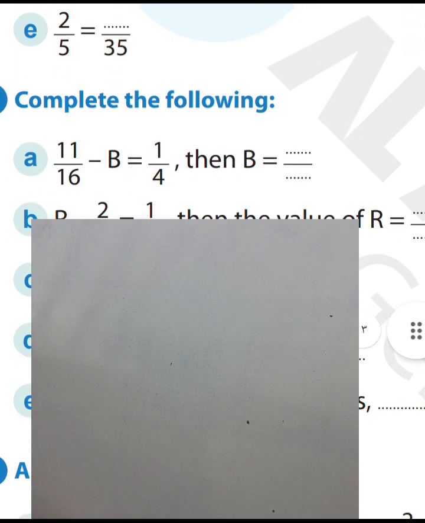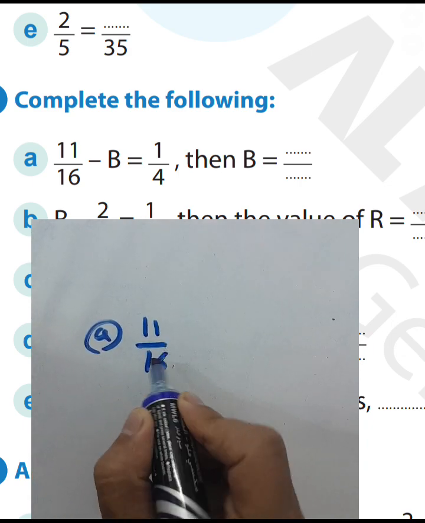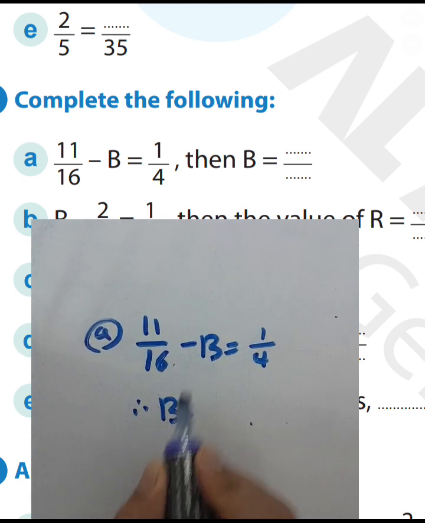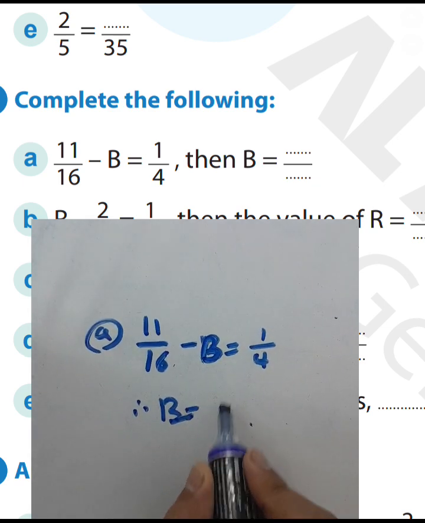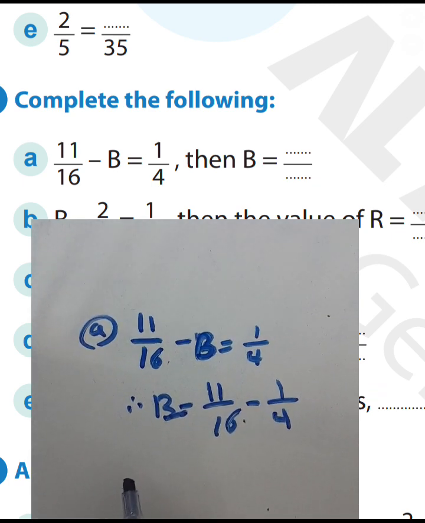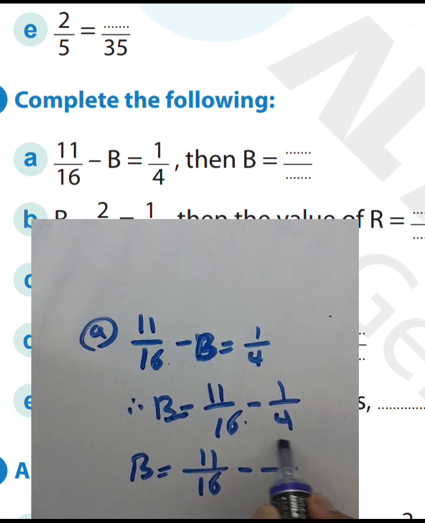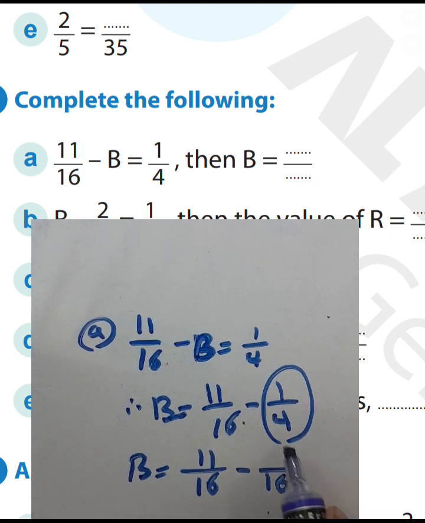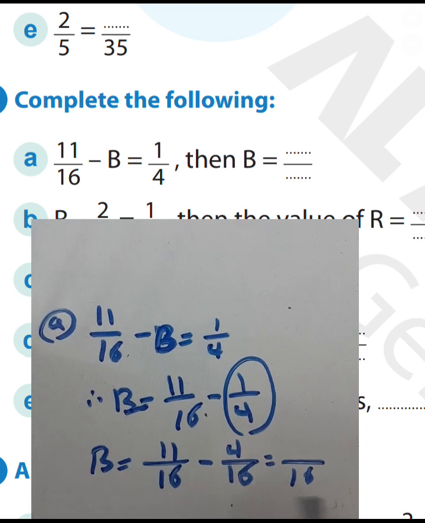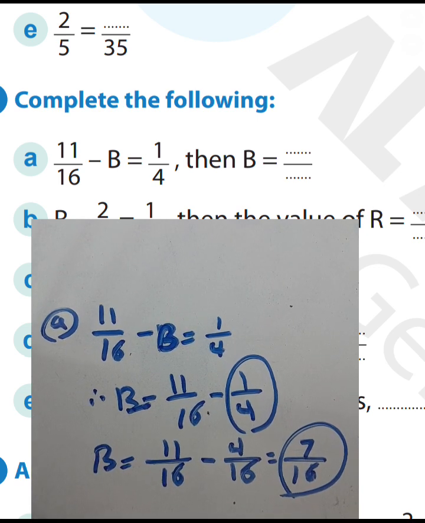Next question, letter E. We have 11/16 subtracted by P equals 1/4. Then the value of P equals what? We can write 11/16 subtracted by 1/4. Write 16 in the denominator. 4 times 4 equals 16. 4 times 1 equals 4. And write 16 in the denominator. 11 minus 4 equals 7. Then the result will be 7/16.